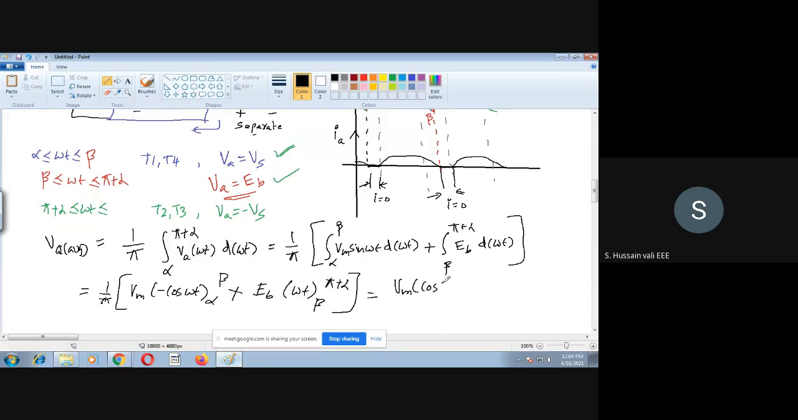So cos alpha minus cos beta, plus EB times pi plus alpha minus beta, whole divided by pi. Okay. So this is the average output voltage in case of the discontinuous conduction mode. We will continue this further.